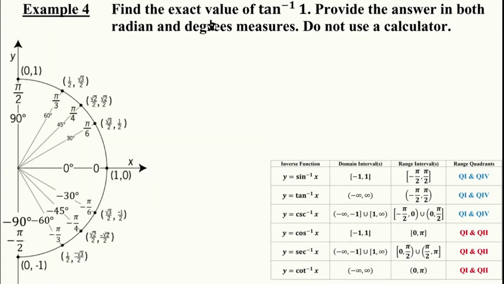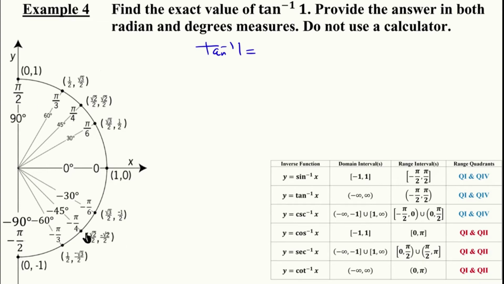All right, so here we want to find the inverse tangent of 1, and we want to provide the answer in both radian and degree measures. So inverse tangent of 1, as you know, is some angle between negative pi over 2 and pi over 2. That's where the outputs of inverse tangent exist, whose tangent is 1. So, as you know, there's only one angle that will qualify here because that's the only angle whose tangent is positive 1 in this region.